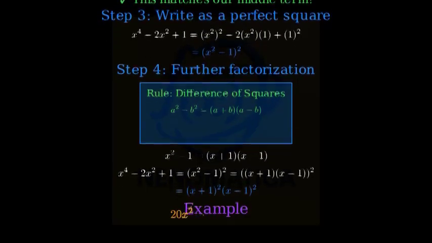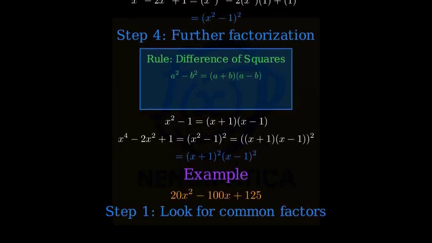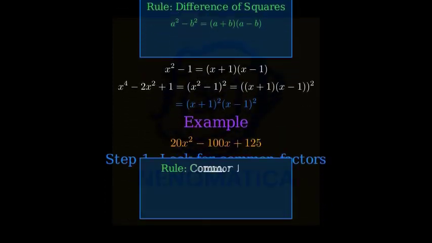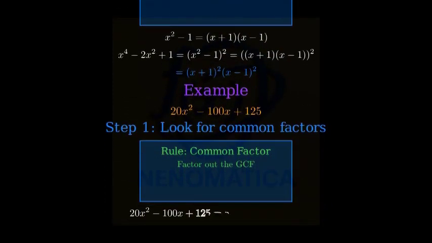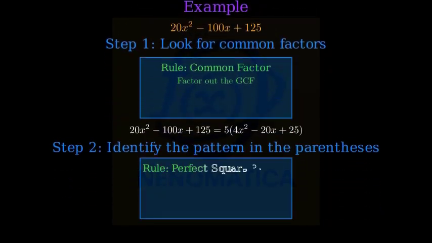We have 20x squared minus 100x plus 125. For our third example, let's first look for any common factors. We notice that 5 is a common factor of 20, negative 100, and 125. So we can factor out 5 from the expression to get 5 times 4x squared minus 20x plus 25. Now let's focus on the expression inside the parentheses, 4x squared minus 20x plus 25. Let's check if this is a perfect square trinomial.